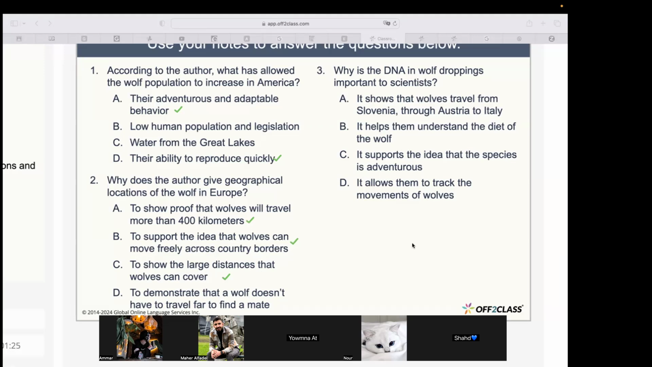Why is the DNA in wolf droppings important for scientists? Maybe A and D. C and D. A and D. Yeah, I think D. Let me take a picture of it before I show you, so I can look at it and find the answers.